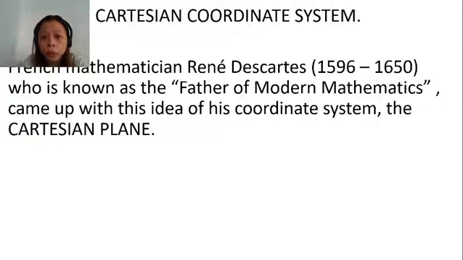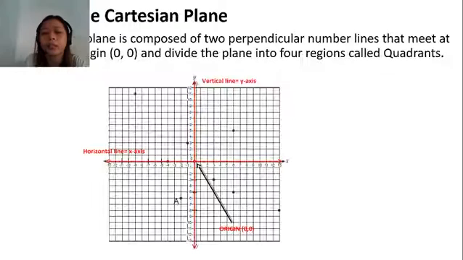1650, who is known as the father of modern mathematics, who came up with this idea of this coordinate system, the Cartesian plane. So, what is the Cartesian plane or the coordinate system? These are the parts of the Cartesian plane.